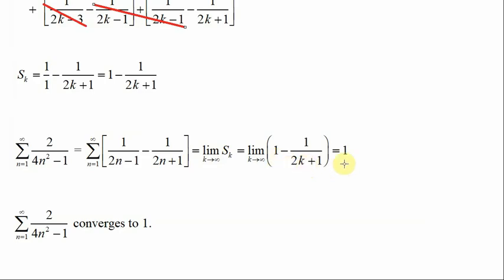And so we say that this original series, the series with the 2 over 4n squared minus 1, converges to 1. And that's the end of the video.